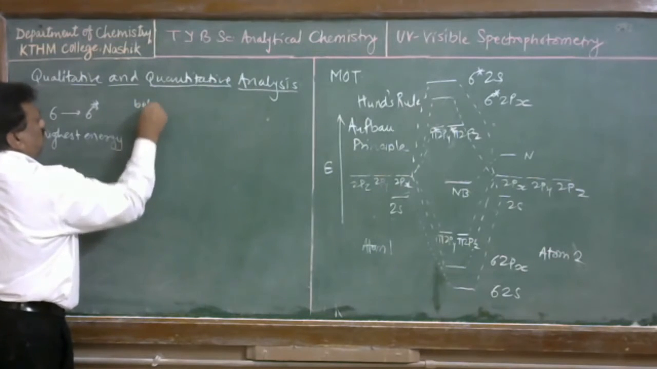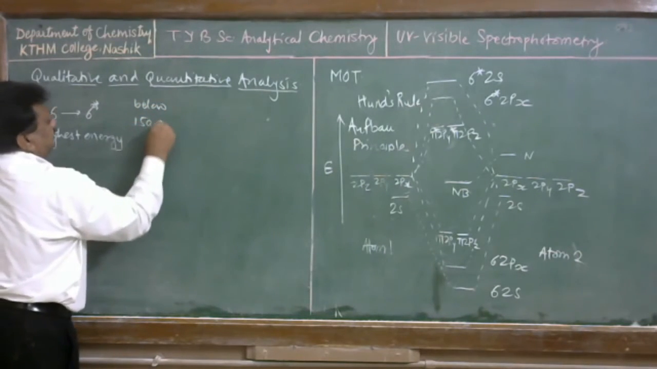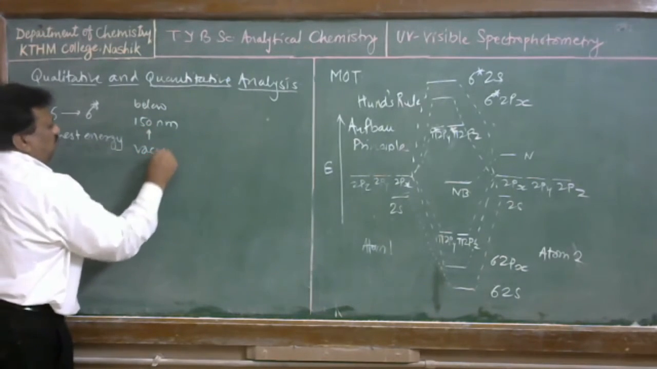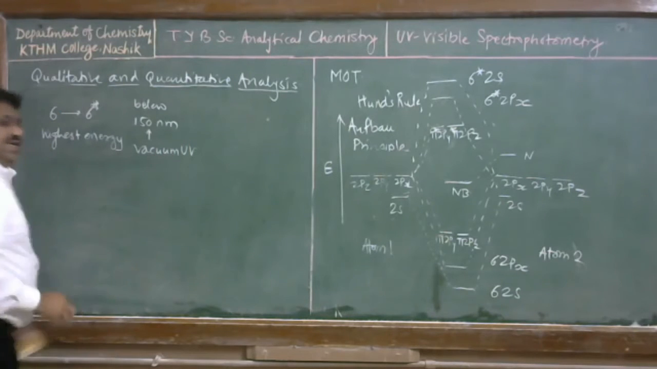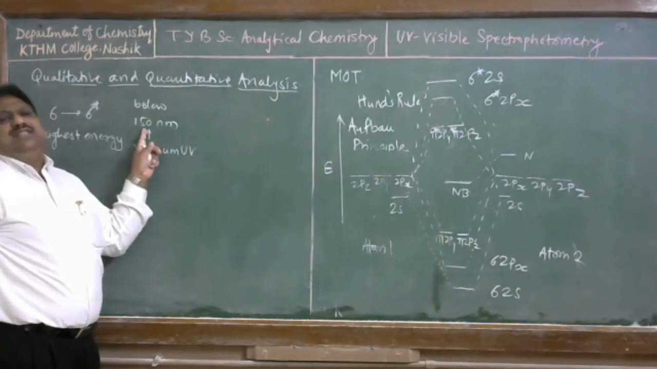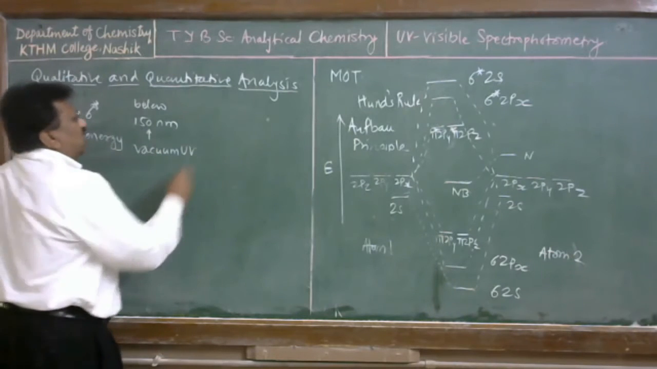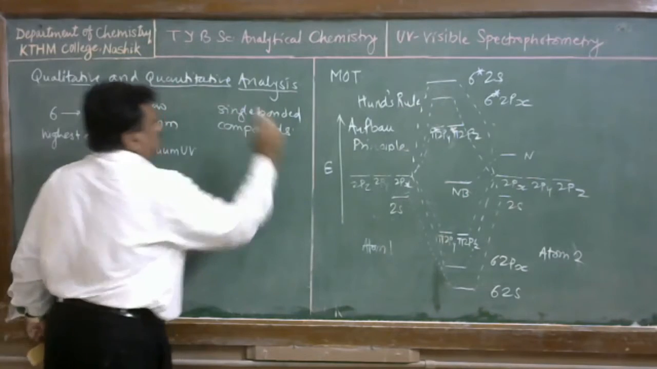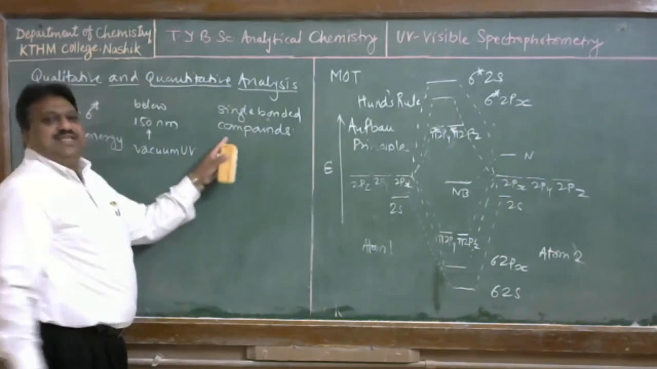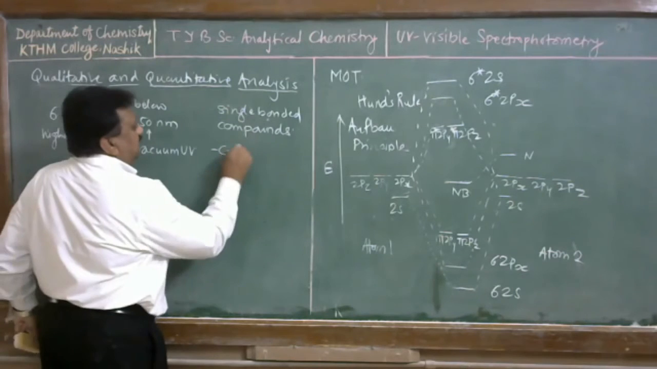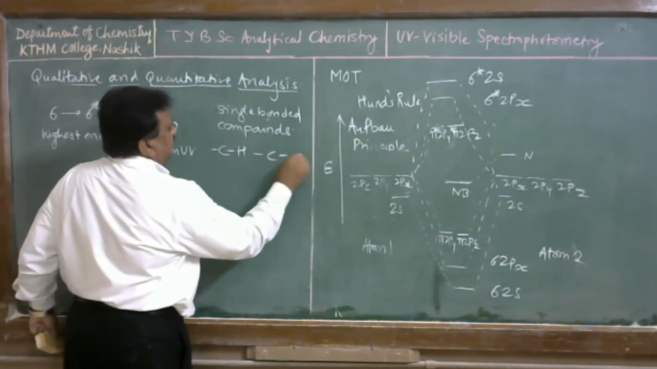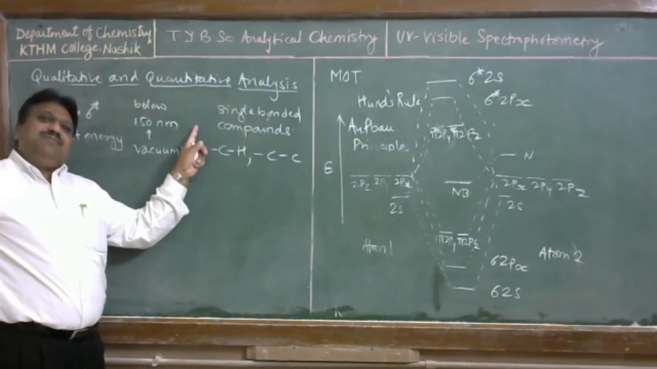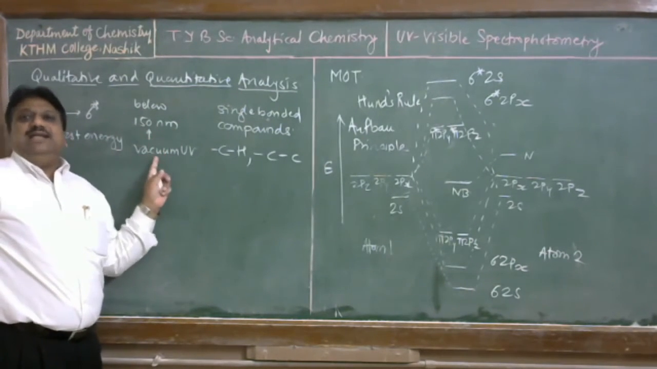This sigma to sigma star electronic transition requires the highest energy, and it takes place below 150 nanometer, that is in vacuum UV. This type of transition is shown only by single bonded compounds, such as carbon-hydrogen or carbon-carbon bonds. Such bonds show this absorption below 150 nanometer, that is in vacuum ultraviolet.